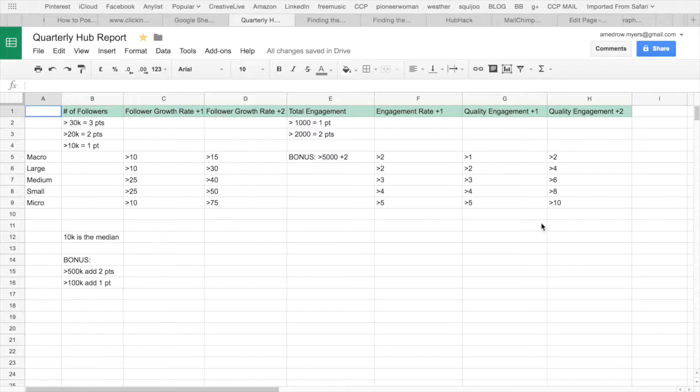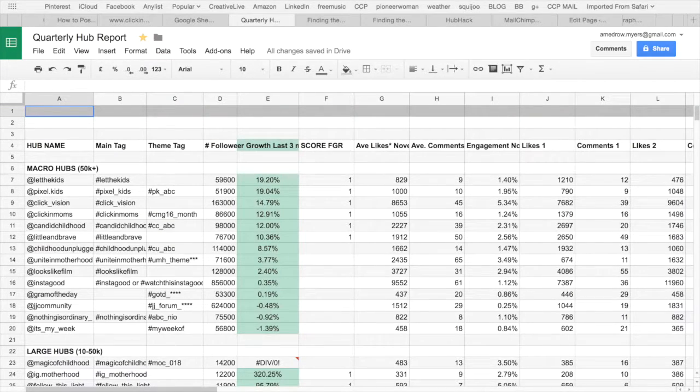So again, I'm just going to use Camera Mama because it's an easy one for me to remember. They are a large hub. They got 1 point if they were over 2% quality engagement, or 2 points for being over 4% quality engagement on average. So these are the metrics I was looking at. So let's look at follower growth rate. This is pretty easy to measure.